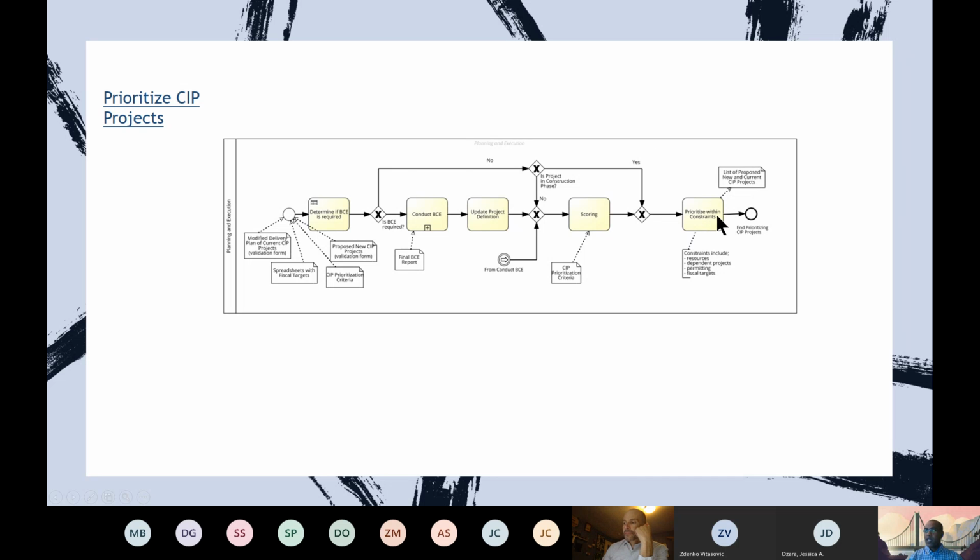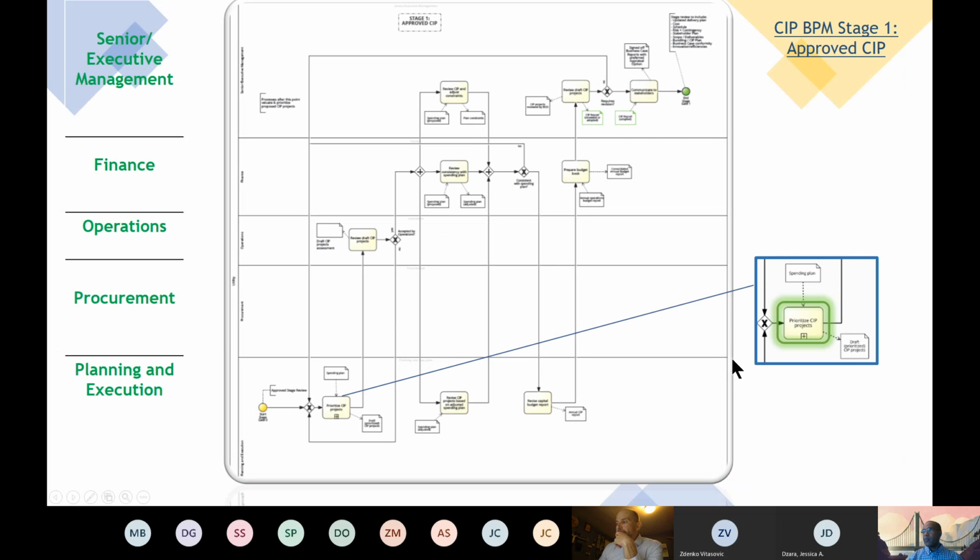And then this leads to prioritize within constraints, which means there are resource constraints, there are dependent projects, there is permitting, there are fiscal targets, there are a lot of things which vary from utility to utility. So the prioritization within constraints is a very important step, and this is a very iterative process because we need to do it until we have satisfied all those constraints. And then we'll have a list of proposed new and current CIP projects as the deliverable of this particular step. Now we have finalized the prioritized CIP projects.